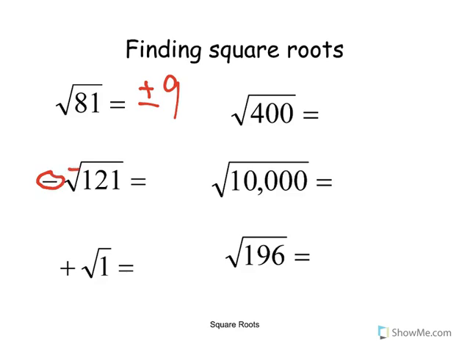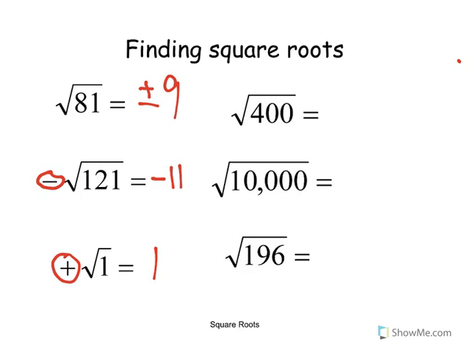Now, the next one has a negative outside. Really the negative should be here, but I couldn't really format it that way. Now, what does it mean if there's a negative outside? It means that we only want the negative square root. We don't care about the positive one. So I know that 11 times 11 is 121, so if I want the negative square root of 121, I'm just going to put negative 11. And the next one's the opposite. I just want the positive square root of 1. Well, what times itself is 1? 1, so it's just going to be positive 1.